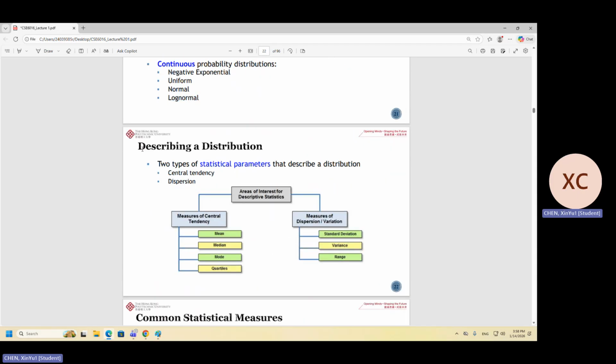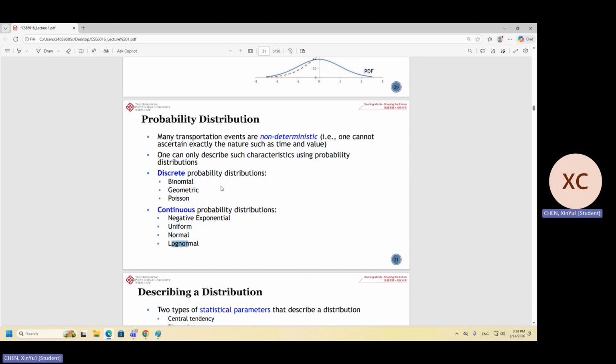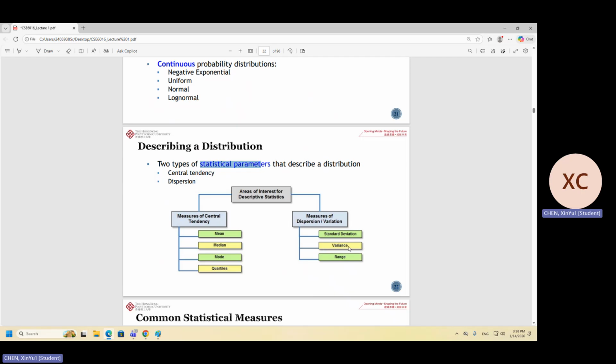To describe a distribution, there are two types of statistical parameters. We have different distributions here: binomial, geometric, Poisson, negative exponential, uniform, normal, log-normal. How do we mathematically represent them using statistical parameters, like the mean and the variance? This is the most common way. But based on the purpose of your research, we can use others. For central tendency, instead of the mean, we can sometimes use the median, the mode, or quantiles. And instead of the variance, we can use the standard deviation or range.